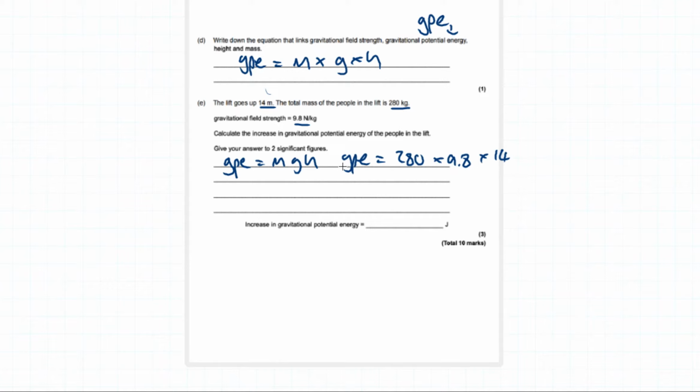So plugging those numbers into the calculator, GPE is equal to 38,416 joules. However, the question wanted 2 significant figures. So 2 significant figures, 3 and 8. So we write it as GPE is equal to 3, 8. Check what the third figure is. In this case it's 4, which means that we round down. So it's just 3, 8, and then 0s. So our final answer is 38,000.